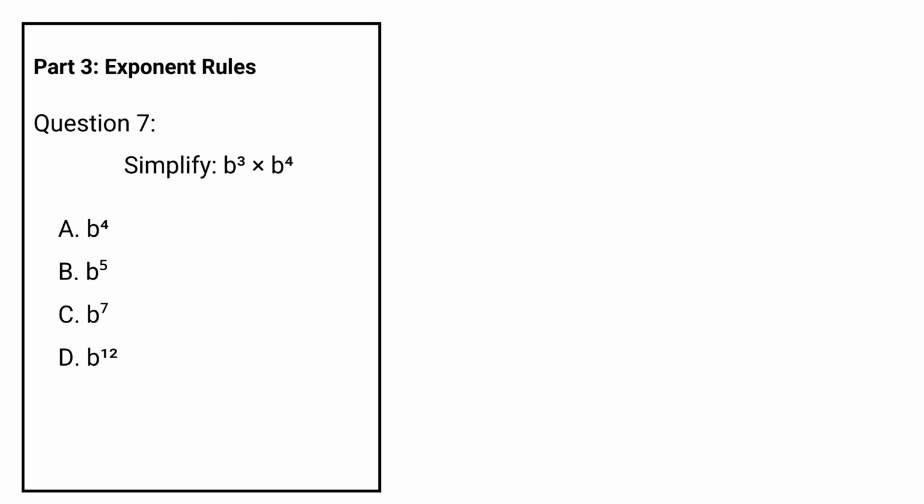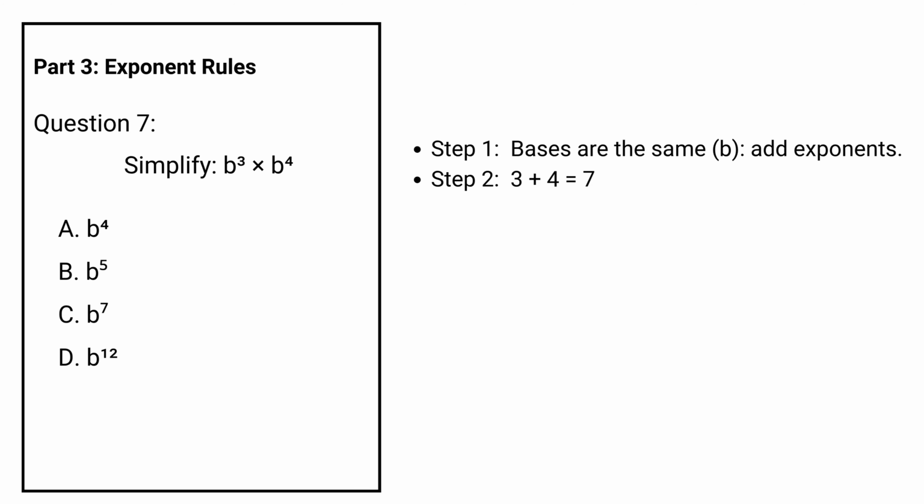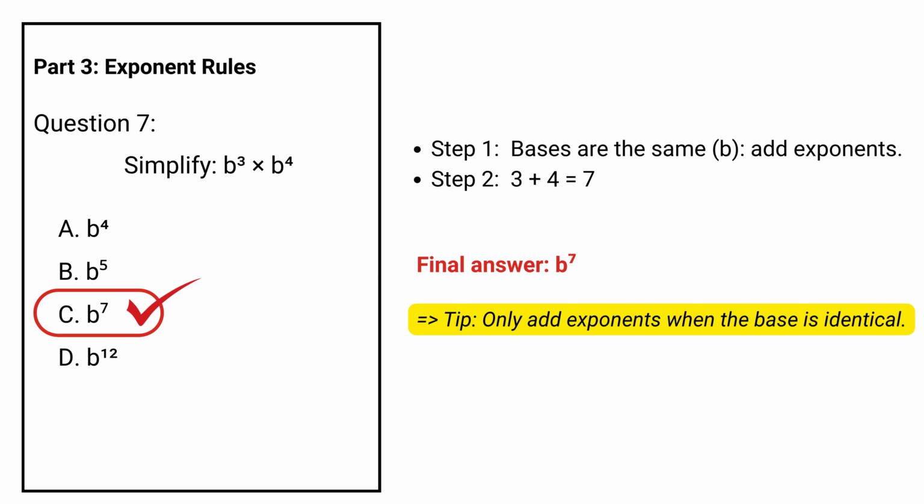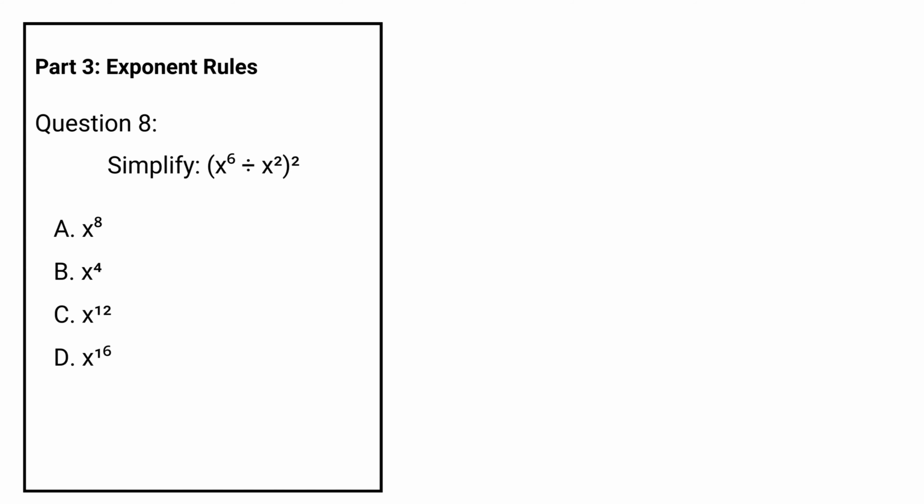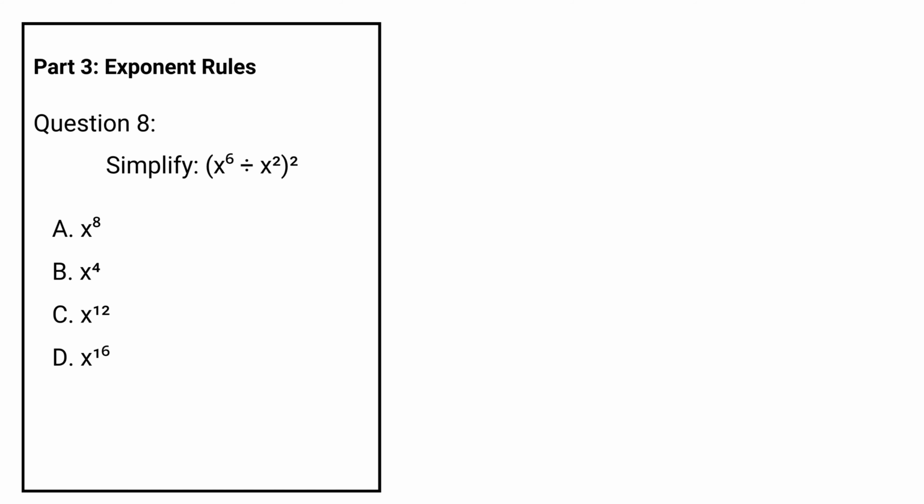Okay, now it's time for some exponent rules. Simplify. b cubed times b to the 4th. Both have the same base, right? So we just add the exponents. 3 plus 4 equals 7. That's the product rule again. Your answer. b to the 7th power. Simple but important. Now this one combines two exponent rules.